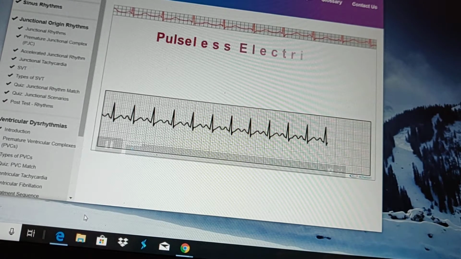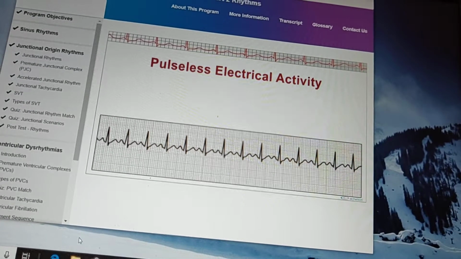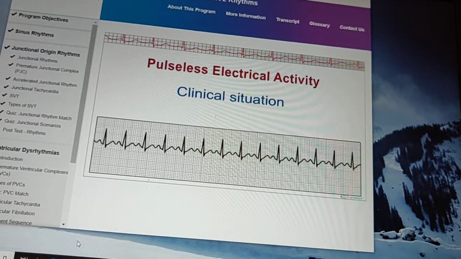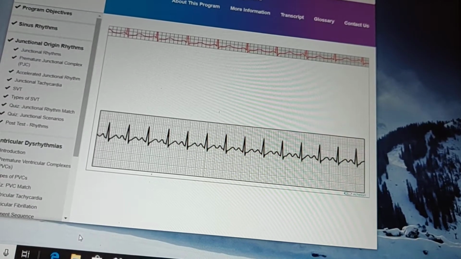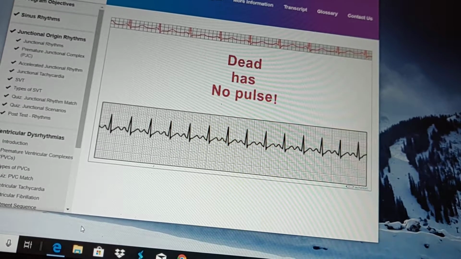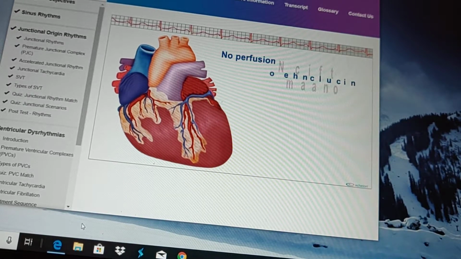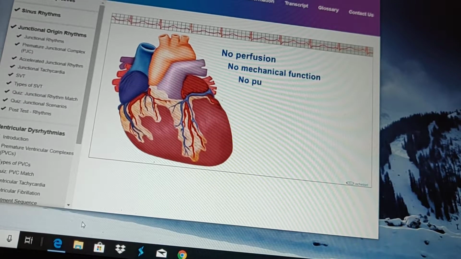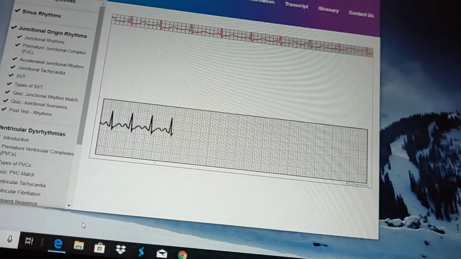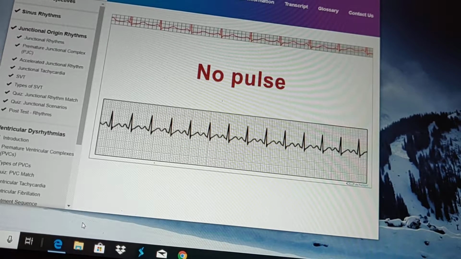The second of these rhythms is pulseless electrical activity, or PEA, which is actually a clinical situation, not really a rhythm. The monitor may show a normal sinus rhythm that looks viable, but the patient is dead and has no pulse. While there is electrical activity, there is absolutely no perfusion, no mechanical function, no pump, equaling no life. The monitor may show that the patient has a sinus rhythm that is viable, but there is no pulse.